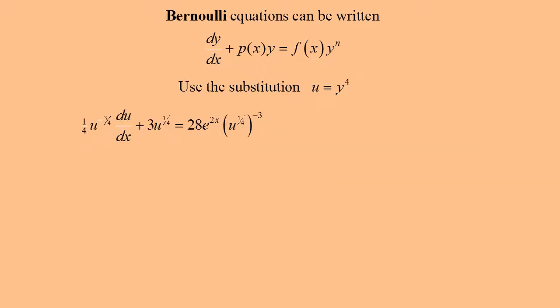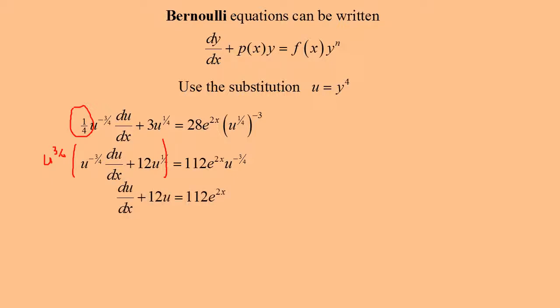Now here, to finish it out, we need to multiply through by 4. So we don't have a 1/4. We need to multiply through by u to the 3/4. Turn that into a 1. And hopefully we can recognize now what's going on.